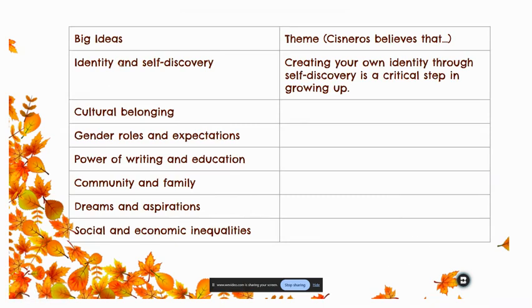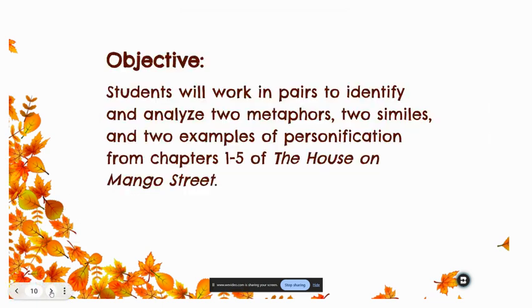We talked about big ideas. Big ideas are things like identity and self-discovery, but theme is more narrowed than that. Theme is: Cisneros believes that creating your own identity through self-discovery is a critical step in growing up. Maybe Cisneros believes that belonging to multiple cultures is important and not losing your previous cultural identity. So know that there's a difference between these two.